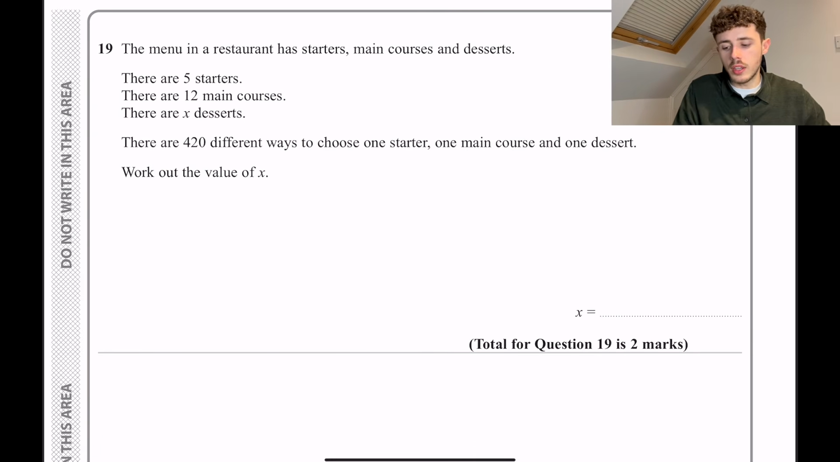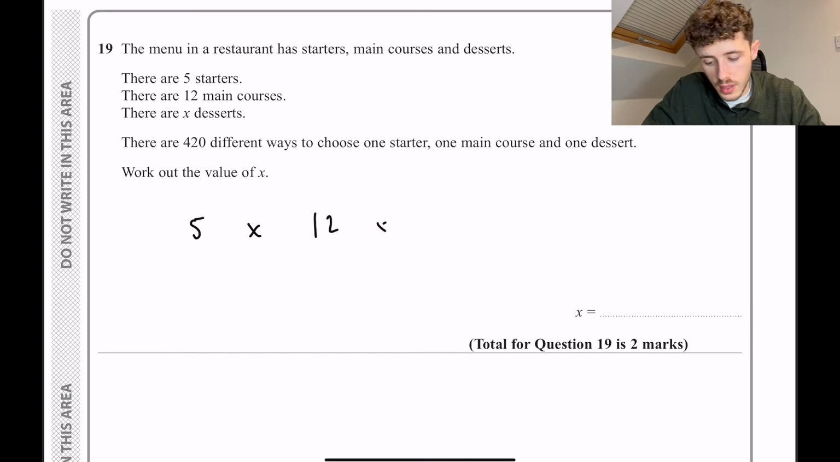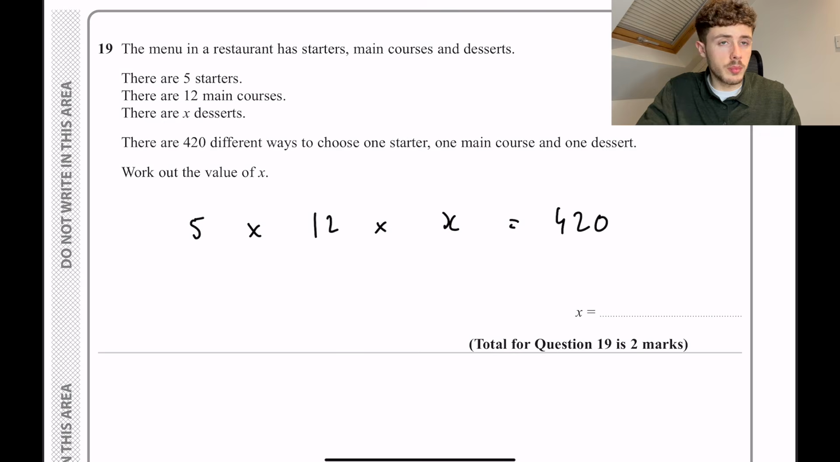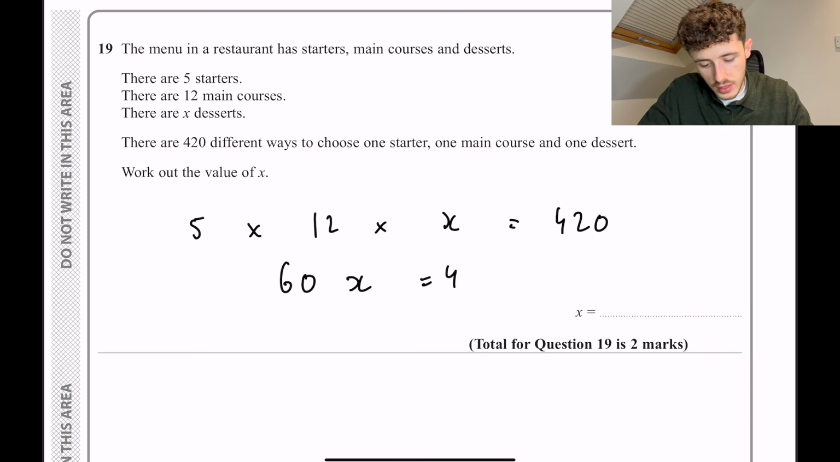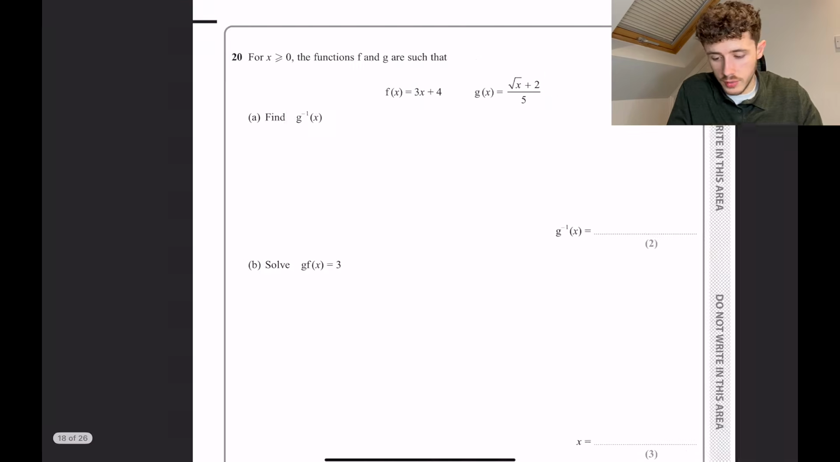Question number 19. The menu in a restaurant has starters, main courses and desserts. There are 5 starters and there are 12 main courses. There are x desserts and there are 420 different ways to choose one combination of the 3 things. The way we do this, all of the options you have for starters, multiplied by all the options you have for mains, multiplied by all the options for desserts, which is x, and that is going to equal your 420. So if we simplify it down a bit, we've got 60x is equal to 420, so x must be 7 through division. That is your final answer.